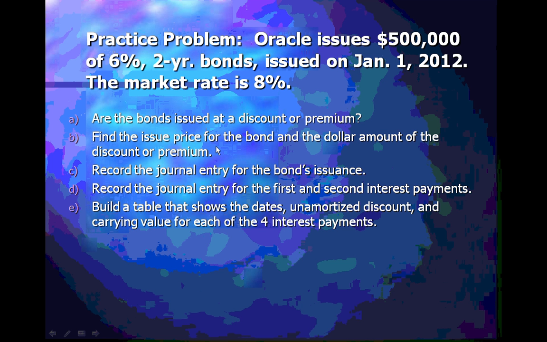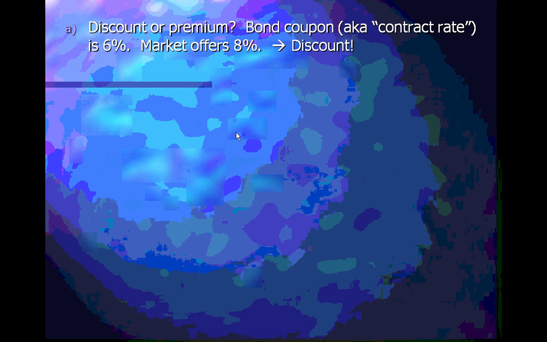Find the issue price of the bond and the dollar amount of the discount or premium, and then record the journal entry of the bond's issuance. All of these, in fact, the journal entries for the first and second interest payments, most of this has already been covered. Okay, B and C, we'll go through because it's very important to understand it thoroughly. But actually, D and E are the only ones that are new. So let's get into this. Okay, first of all, discount or premium. If the market is earning people 8 and we're offering 6, we're going to have to discount the bond.